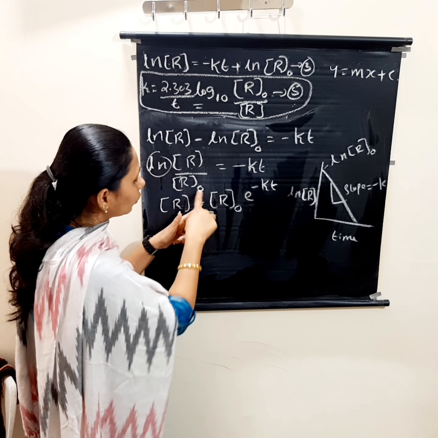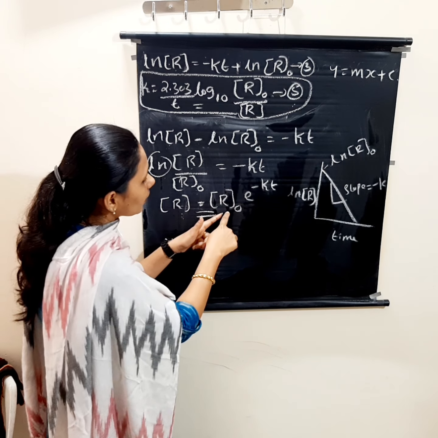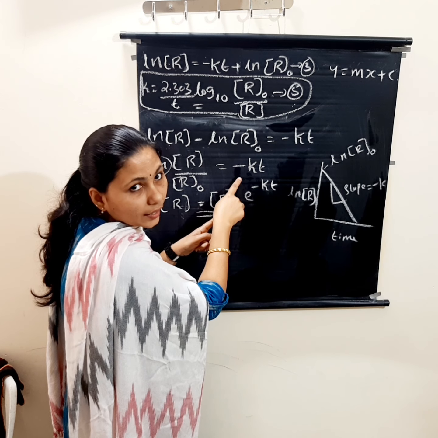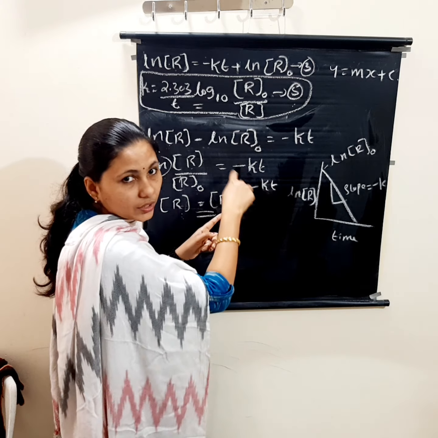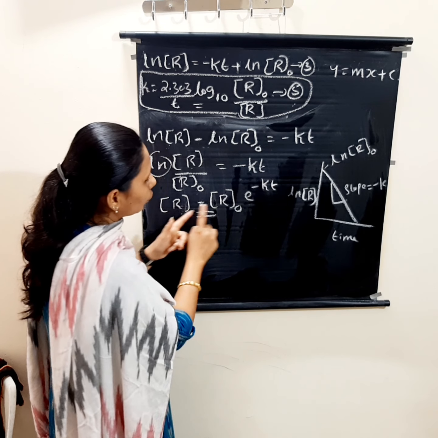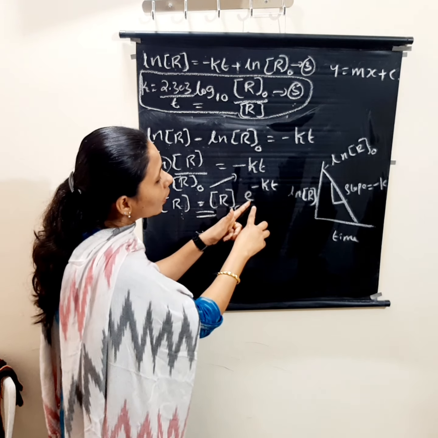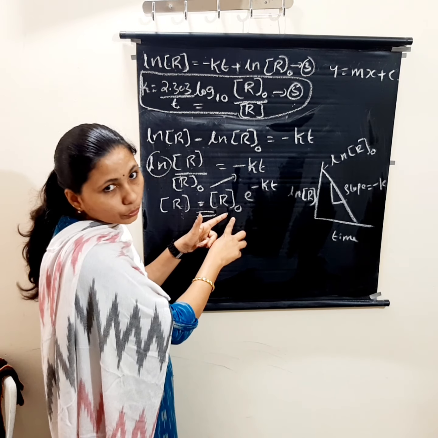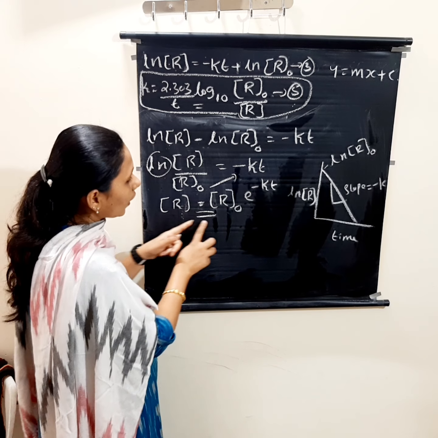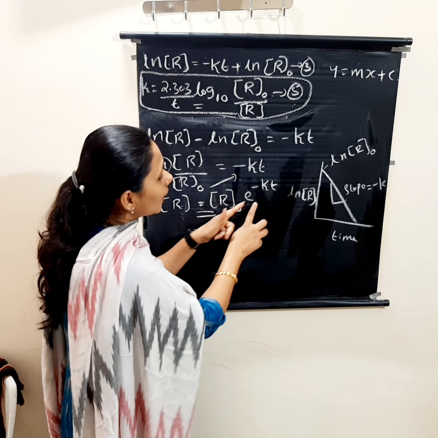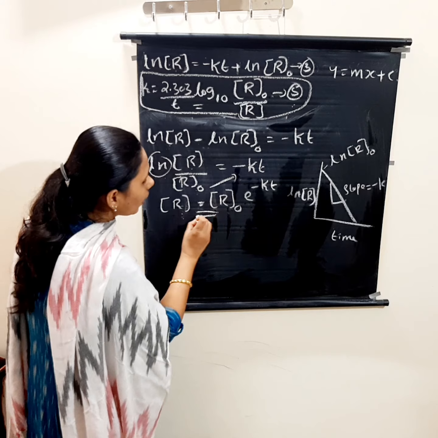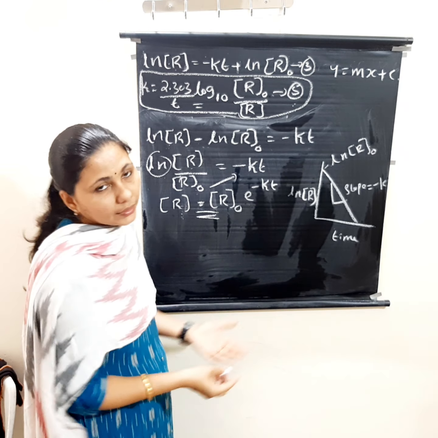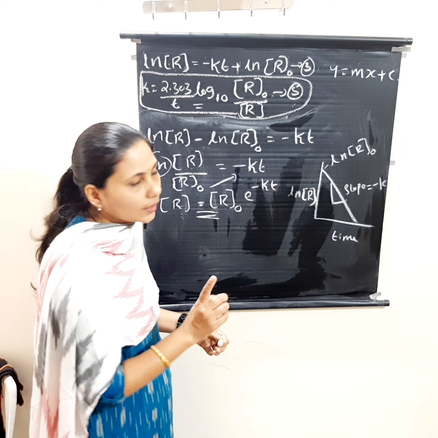Concentration of R equals, because R0 will go to that side, R0 into, I removed the ln on the left side, so the right side will become the exponent term. So concentration of R equals R0 into e raised to minus kt. After removing the ln only, I took it to the right side. So this is one more form of the rate, one more form of the integrated rate equation for a first order reaction.